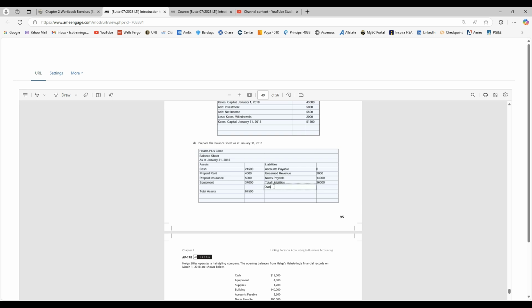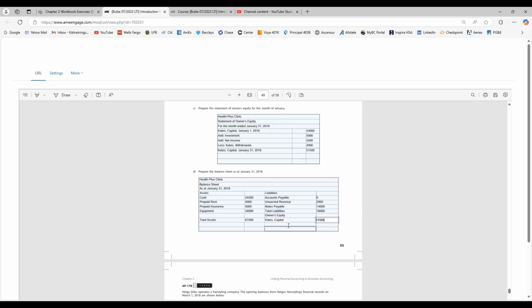And then in terms of owner's equity, we have the one owner, Kate's, the ending capital account there is the $51,500 that we calculated above. So we bring that over, and then we finally add total liabilities plus owner's equity, and we add the $51,500 to the $16,000, and that gives us the $67,500 that matches assets equal liabilities plus equity, $67,500.